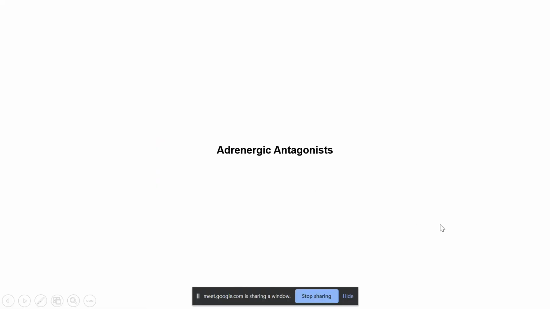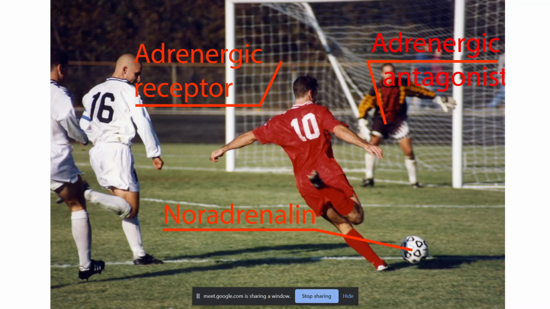Welcome to the pharmacology class, and today's topic is adrenergic antagonists. To better understand adrenergic antagonists and drugs that have an antagonistic action, I prepared a special diagram for you. This is a picture that explains the mechanism of action of adrenergic antagonists.